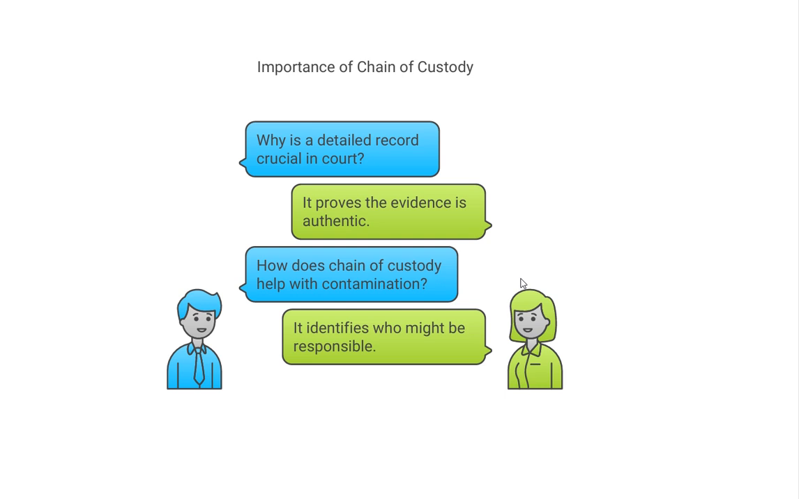Chain of custody is also vital when testing for contamination, as it helps to identify who might be responsible. How does chain of custody help with contamination? It identifies who might be responsible for it. So this is about why we need computer forensics. Okay, thank you so much.